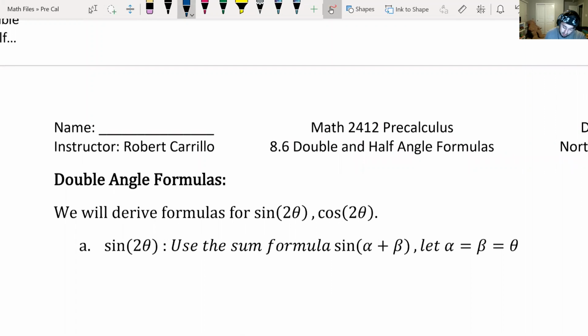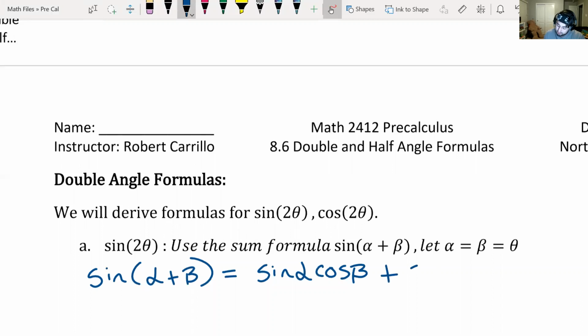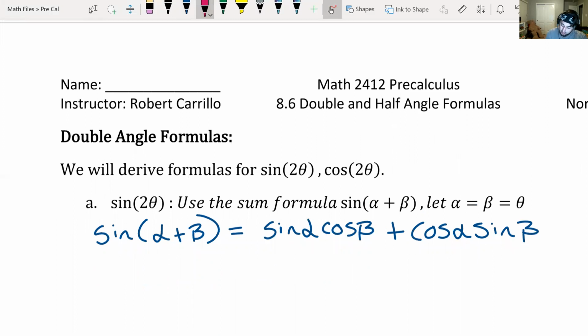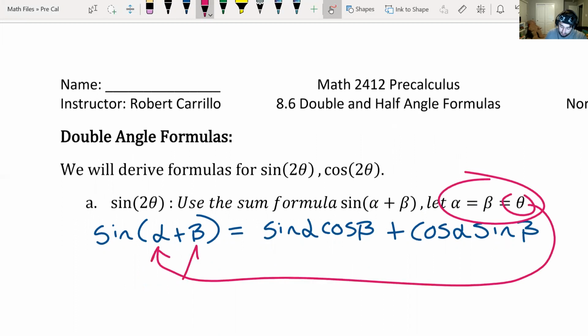So we know that sine alpha plus beta can expand to sine alpha cosine beta plus cosine alpha sine beta. But now we bring in this equality property, and we will take theta and plug it in for alpha and beta everywhere.